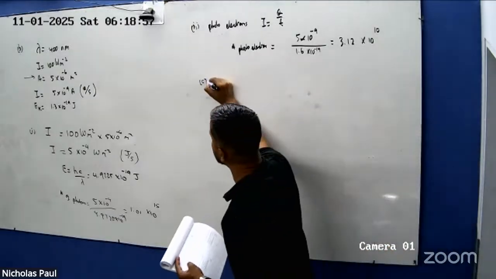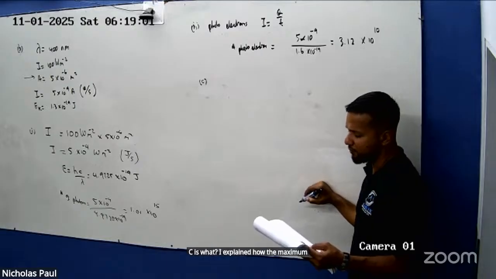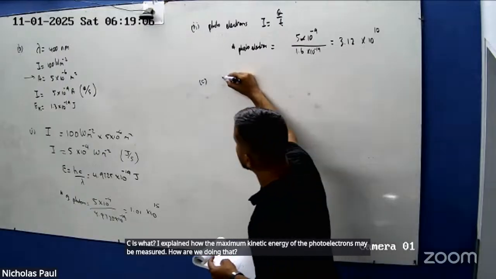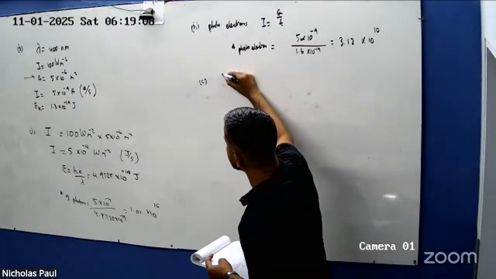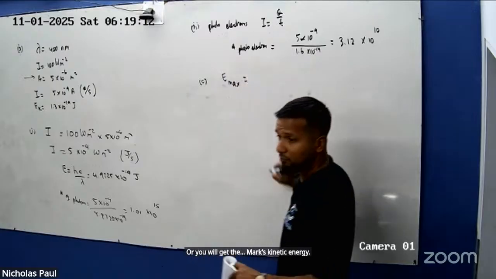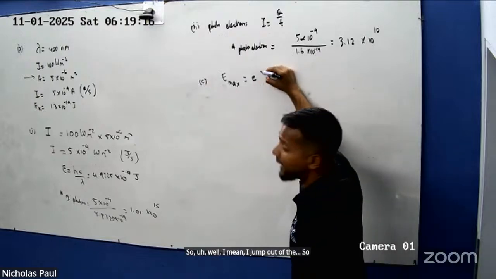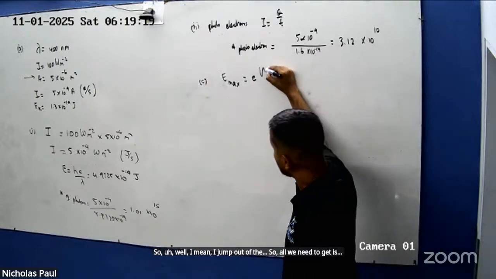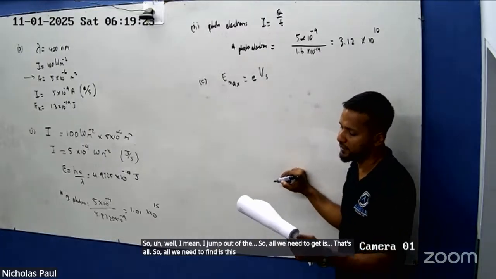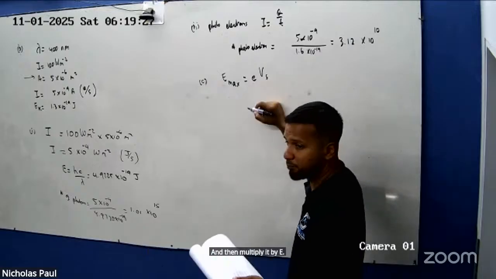Part C is what? Explain how the maximum kinetic energy of the photoelectrons may be measured. How are we doing that? How will you get the max kinetic energy? So, one electron. All we need to find is the stopping potential of the circuit and then multiply it by E. That's it. Put that in words, right?